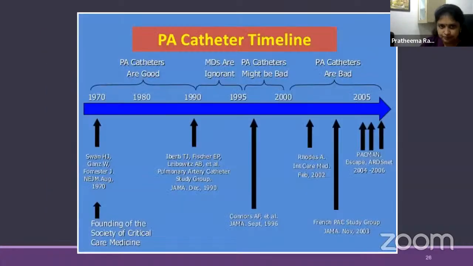So the PA catheter has a very big timeline, and in 1970 it was found out. It was very exciting. There are many studies which said PA catheters are good. Then slowly they started saying that they might be bad, and now from 2005, after the PAC-Man trial, there is less popularity for the PA catheter. So it is slowly coming down.